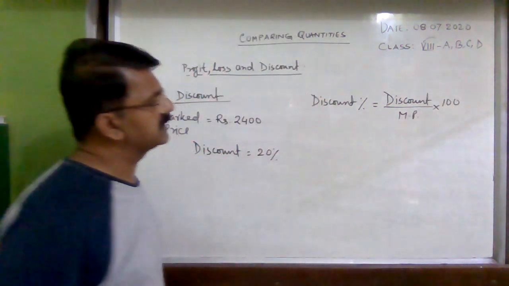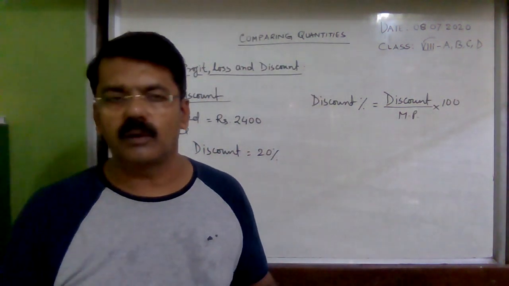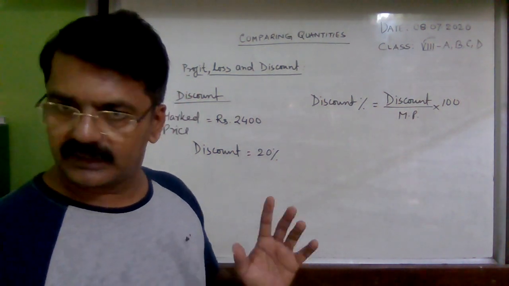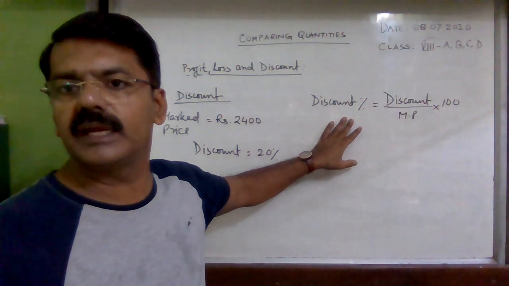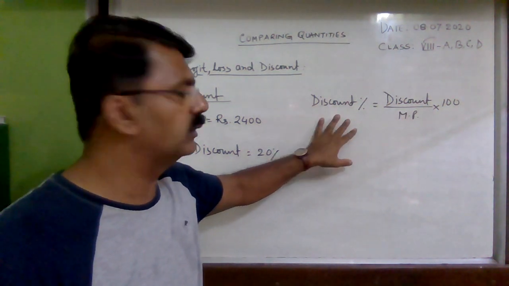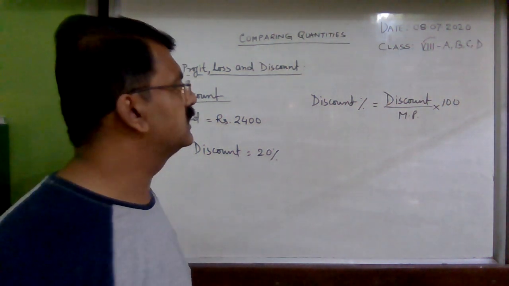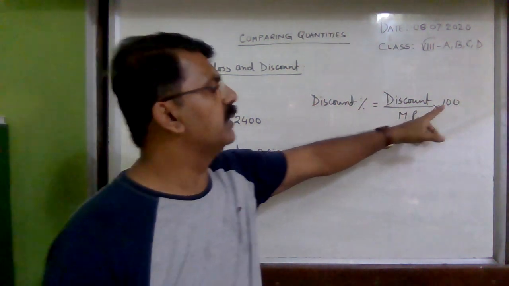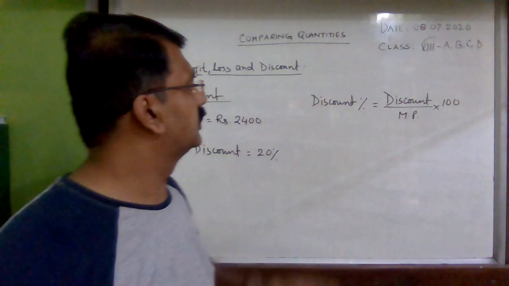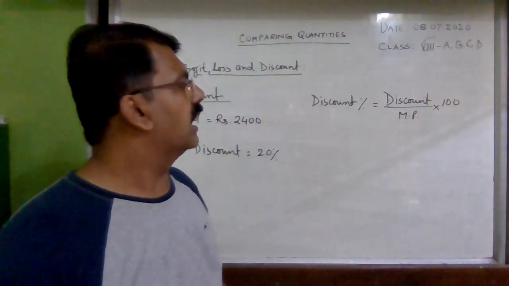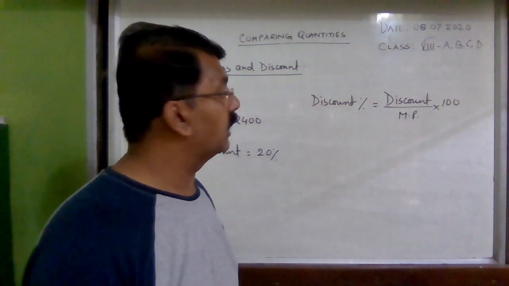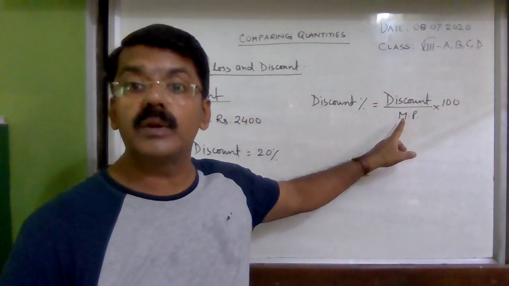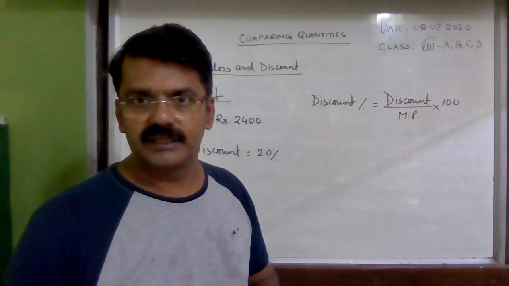So the discount percent will be equal to discount upon marked price into 100. Clear? Whenever we calculate the percentage, that means we have to calculate per 100. That is why we multiply it by 100. So discount percent is discount upon marked price into 100. Remember, the discount percent is always calculated on the marked price.